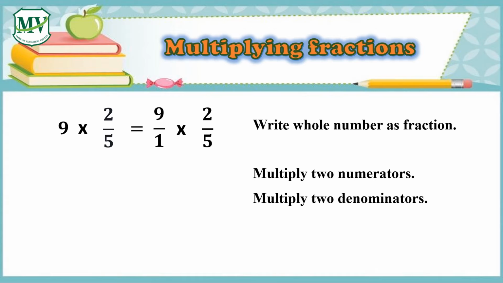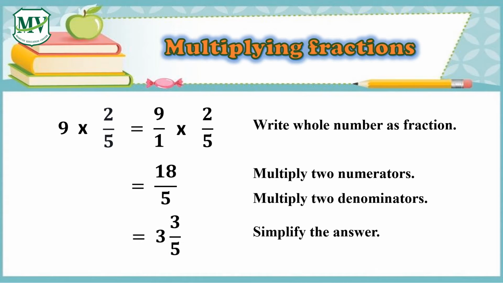What do you think is the answer? Great thinking! We have 18 over 5. Since 18 over 5 can be simplified further, we need to simplify our answer. Can you guess what's the final answer? That's right! We have 3 and 3 over 5. So this is our final answer. Did you get it? Great!